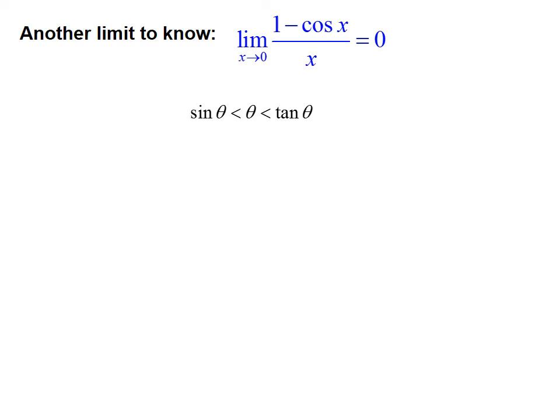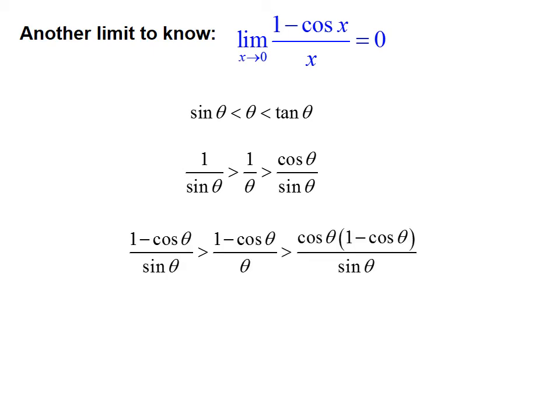But if we start with sine and tangent of theta, sine of theta has to be less than theta, which is less than tangent of theta. If we take the reciprocal of all of those, it also flips our inequality sign too. So we put 1 over sine and 1 over theta, and then 1 over tangent. Since tangent is sine over cosine, the reciprocal would be cosine over sine, aka cotangent.